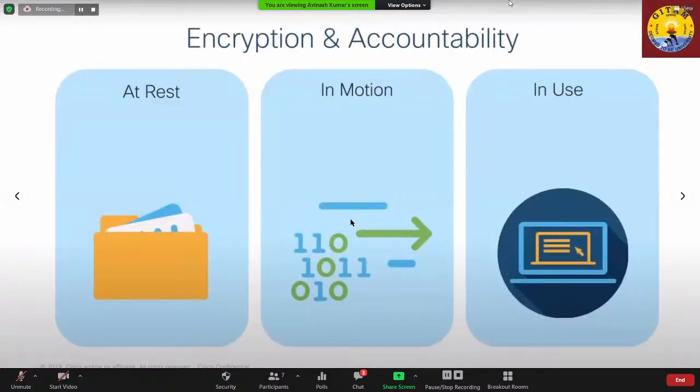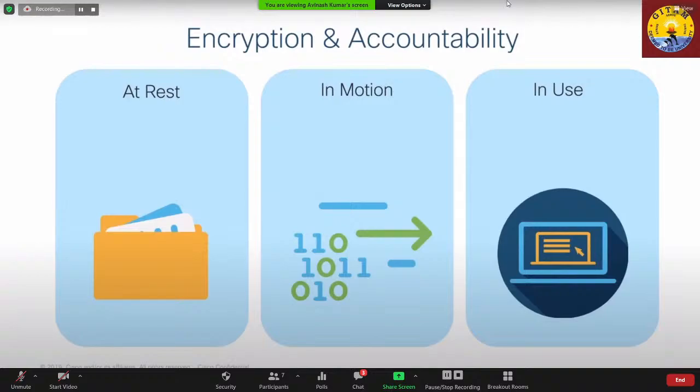The next key technique is going back to the data security triad: CIA, confidentiality, integrity, and availability. This is talking about the first two, confidentiality and integrity. How do you maintain those two? You maintain those two by making sure you are encrypting your data at every single point of time.